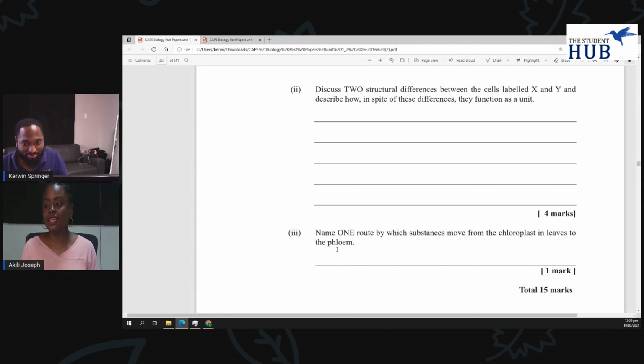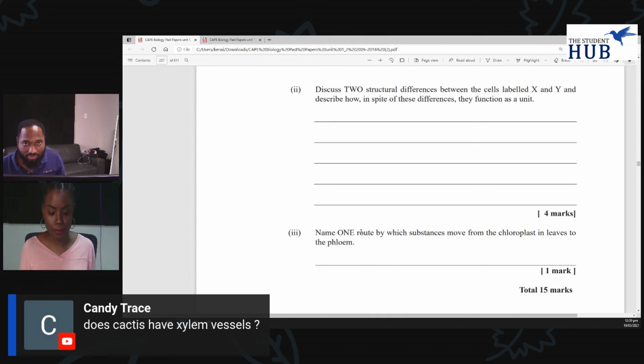So this question is a theory-based question. When you would have covered your content, you should know that there are various pathways in which they can move through, and that would be your apoplastic pathway, your symplastic pathway, or through your palisade.